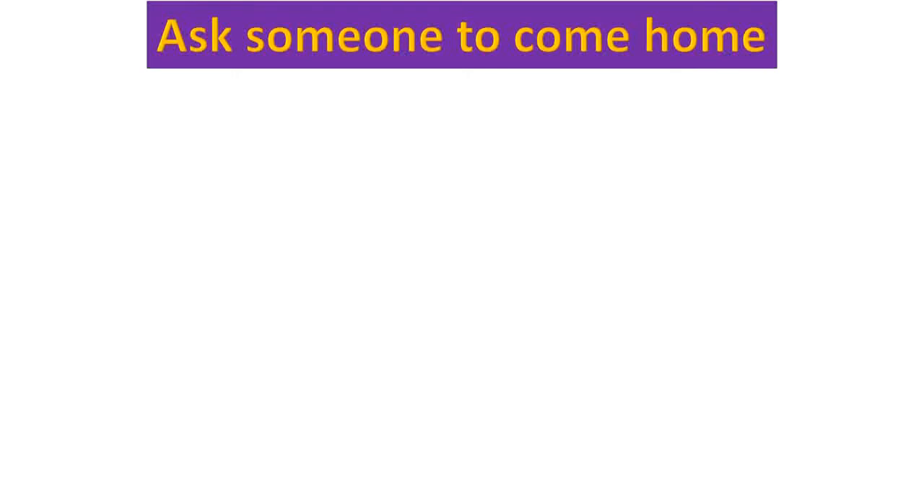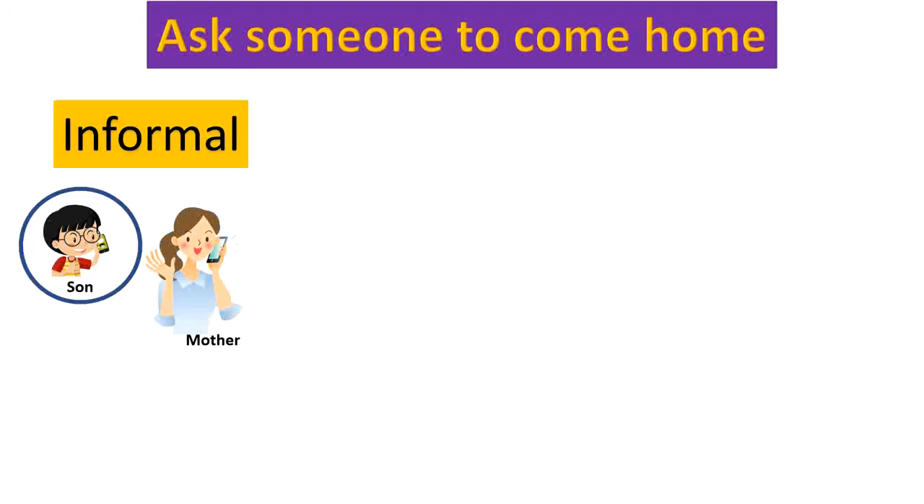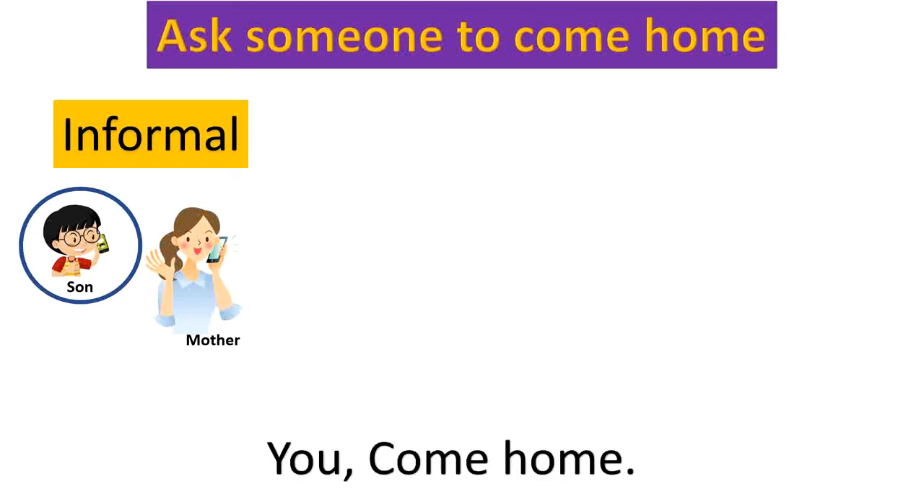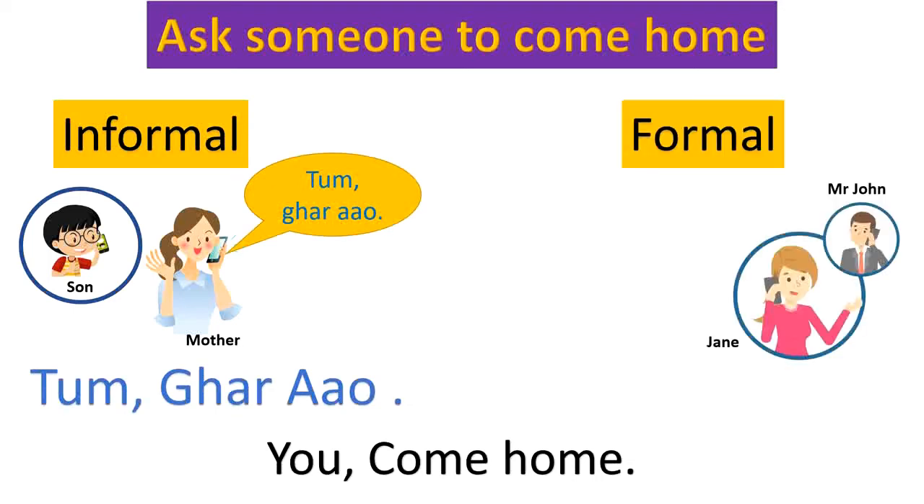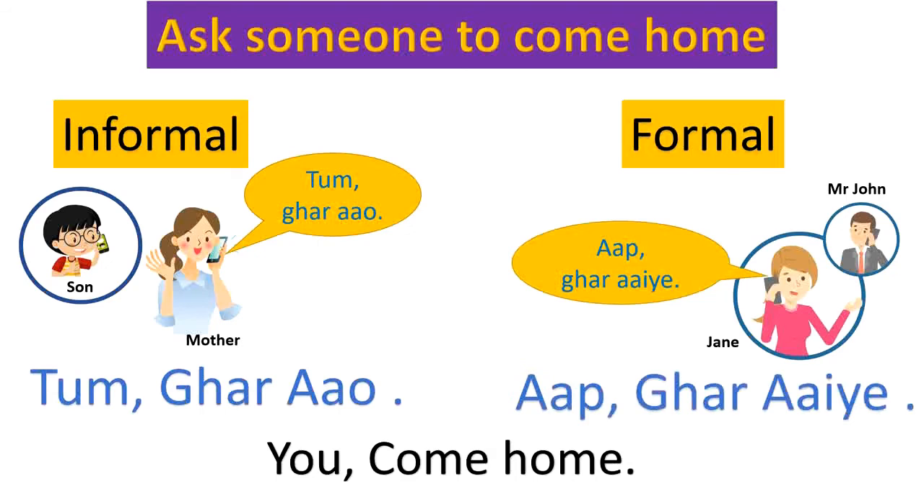Let us learn with some more examples. Mother is asking son to come home. This is informal conversation. You come home. Tum ghar aao. Jane is asking Mr. John to come home. This is a formal conversation. आप घर आइए.